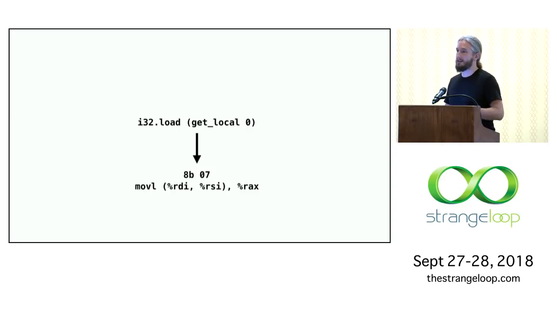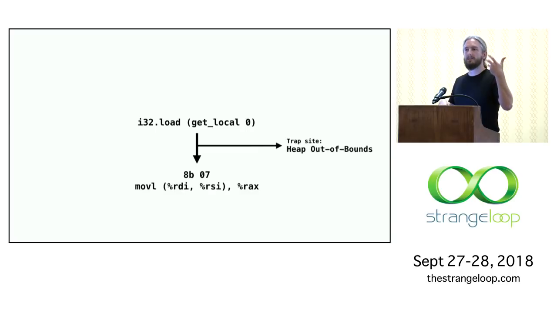But of course, bounds checking is slow, right? We will get into that in a little bit. The interesting thing here is that when we're compiling this, we know that this is something that could trap. We know that this is something that could go out of bounds and could blow up, because we don't know initially what address it's actually going to be looking for. So we say, okay, this is a particular operation that is capable of trapping, so we call it a trap site.